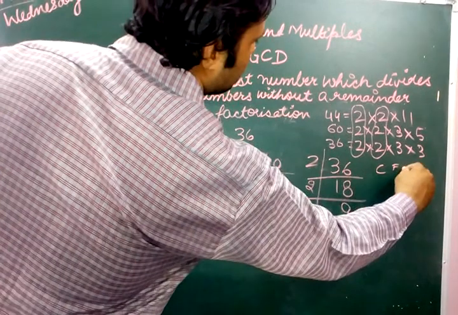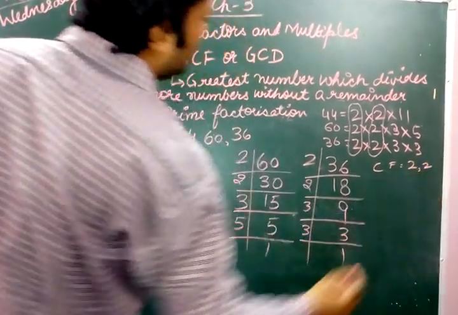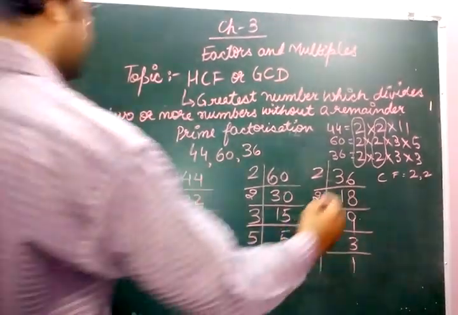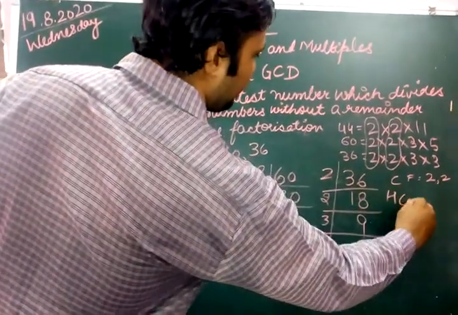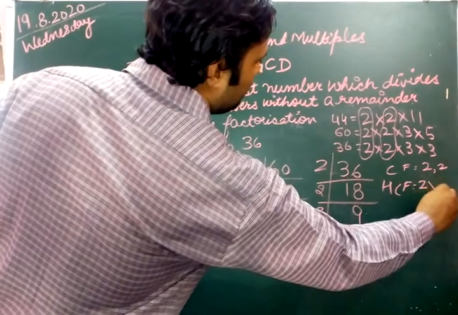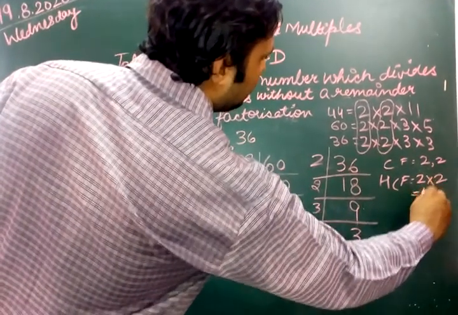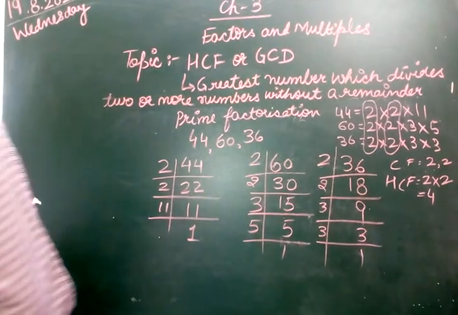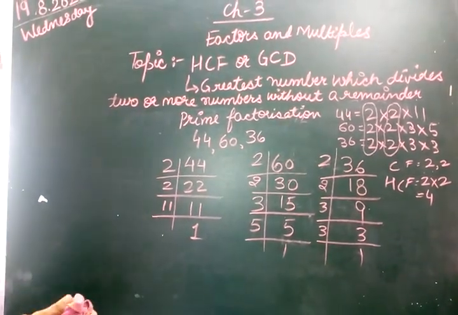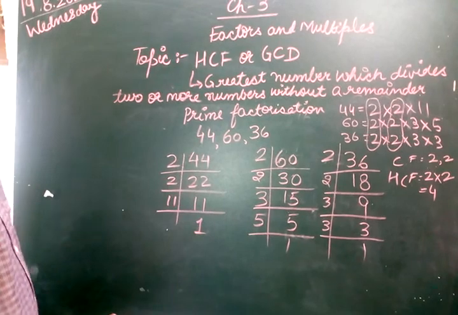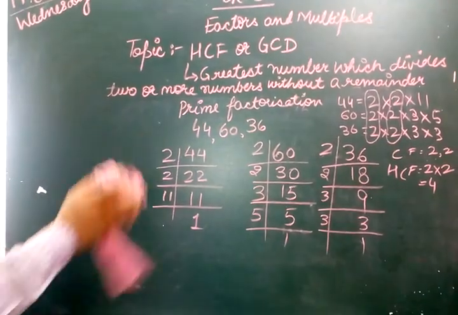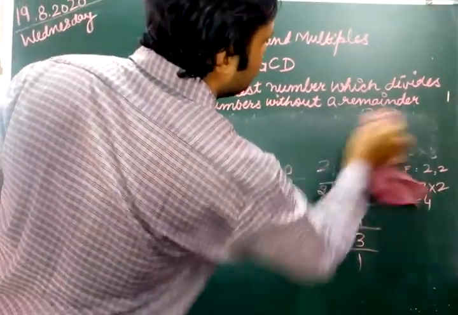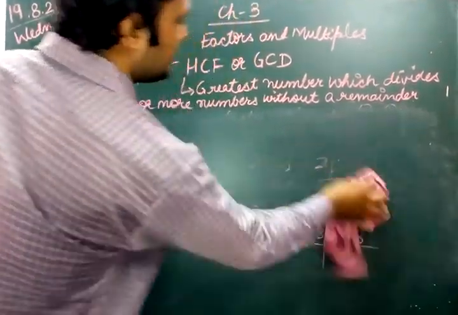The common factors are 2 and 2. The highest common factor is 2 multiplied by 2, which is 4. So the answer is 4. In this way, we can find the HCF with the help of the prime factorization method. Now, students, you know how to find the HCF with the prime factorization method.